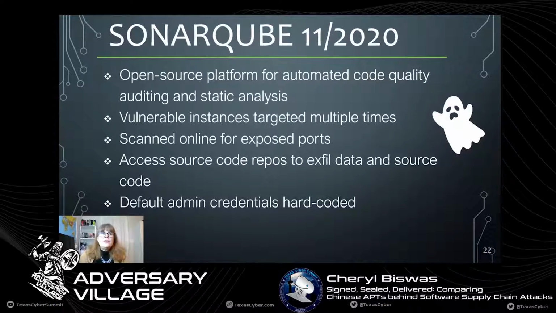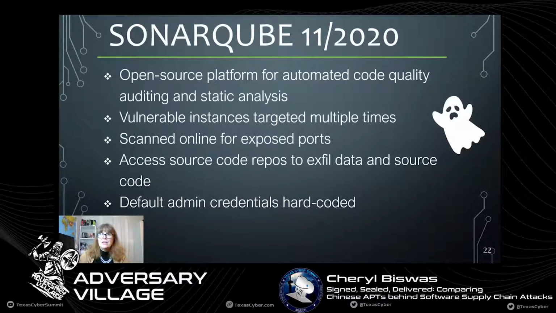In November of 2020, the FBI issued a flash alert warning that threat actors had been actively targeting vulnerable SonarQube instances since April to access source code repos and exfiltrate proprietary code of U.S. government agencies and private organizations. Now, the FBI found multiple potential computer intrusions corresponding with leaks associated with the SonarQube configuration vulnerabilities that had been exploited since April of 2020.